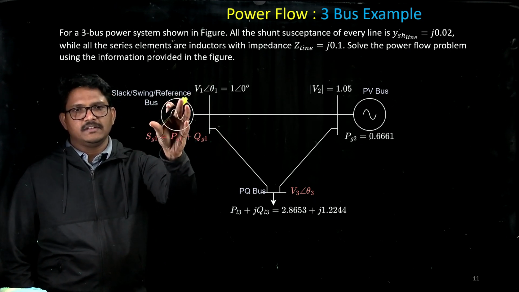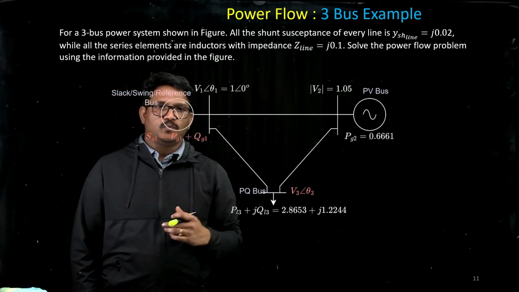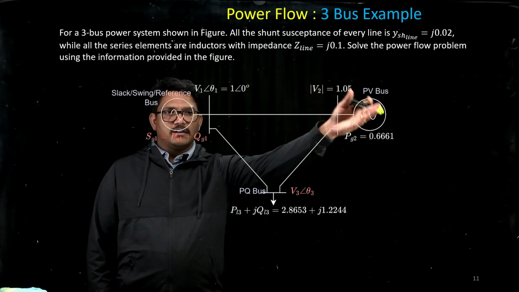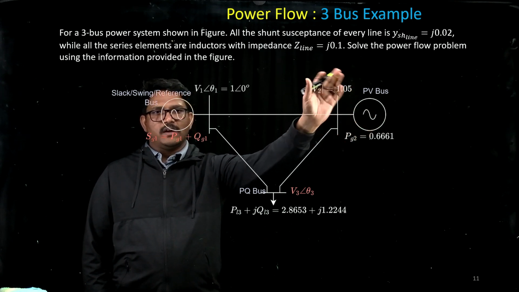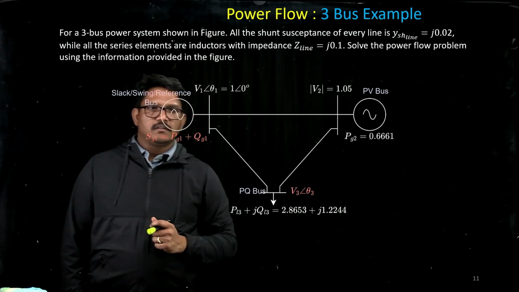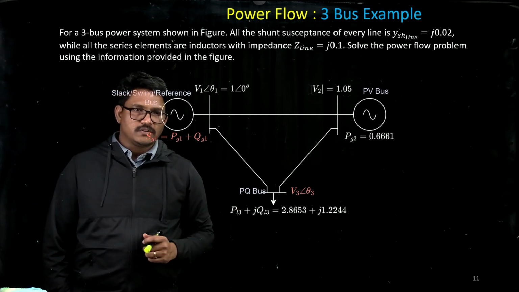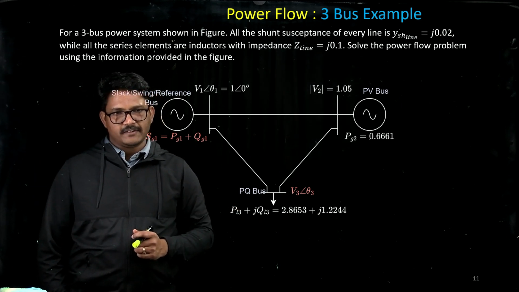That is, for this reference bus we know the voltage and angle, which is considered as 1 at an angle of 0, and for the PV bus we have a voltage value given as 1.05 and the generator power output as 0.06661, and then the load values are also available for us in the problem itself.